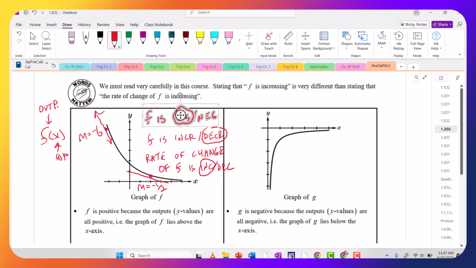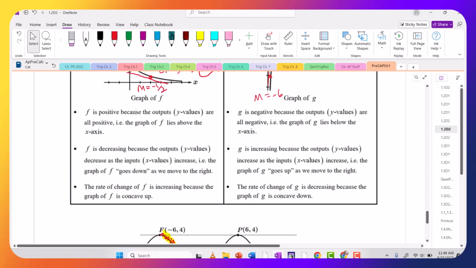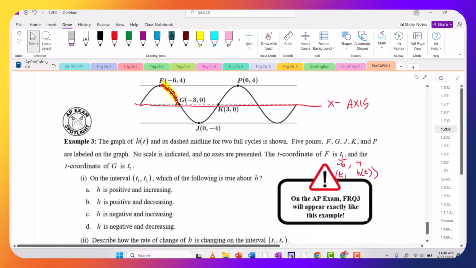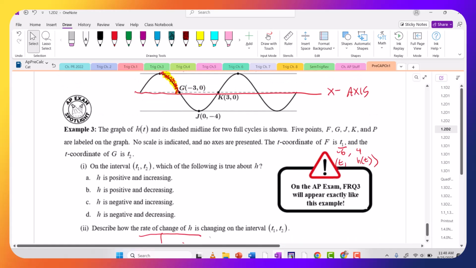So concave down means this is decreasing. So this is m equals -6. And then this is m equals -0.5. Yeah, I'm actually having a problem with that. So concave down, yeah. So negative, all right? Decreasing because the graph is concave down. All right, now I will tell you this.